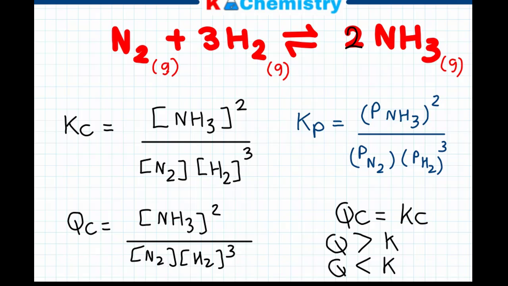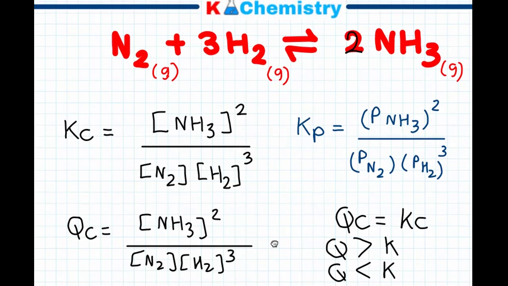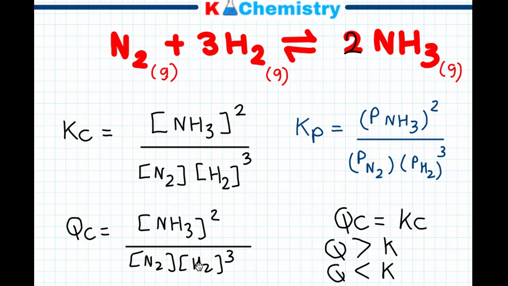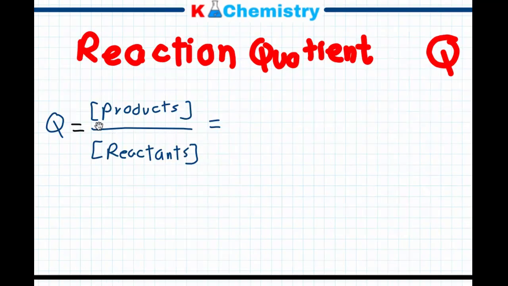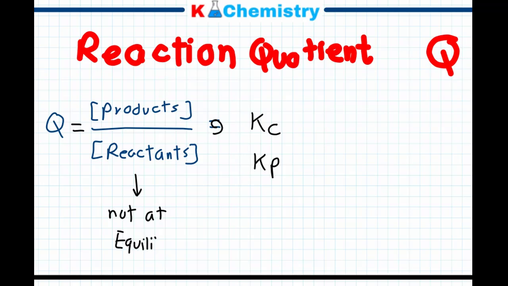In the next videos, we'll be taking some examples to understand more about the Qc and the Kc, the equilibrium constant and the reaction quotient, which is equal to products over reactants, the same way it is for the Kc and Kp. But as we said, this is at any point of the reaction, not at equilibrium, while these two, Kc and Kp, are at equilibrium, either concentrations or partial pressures.